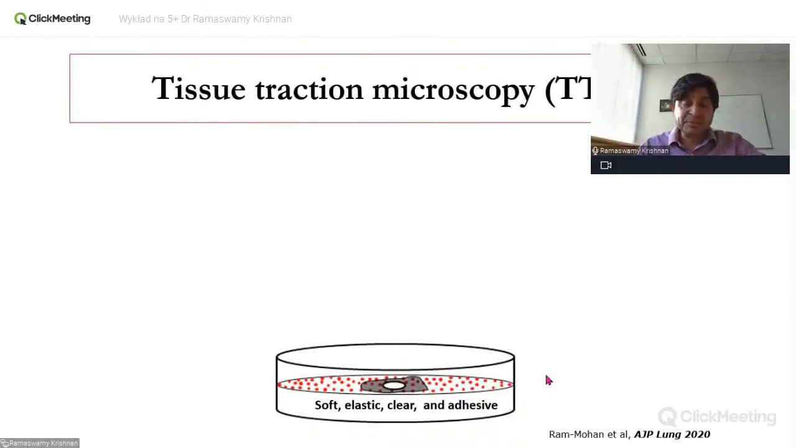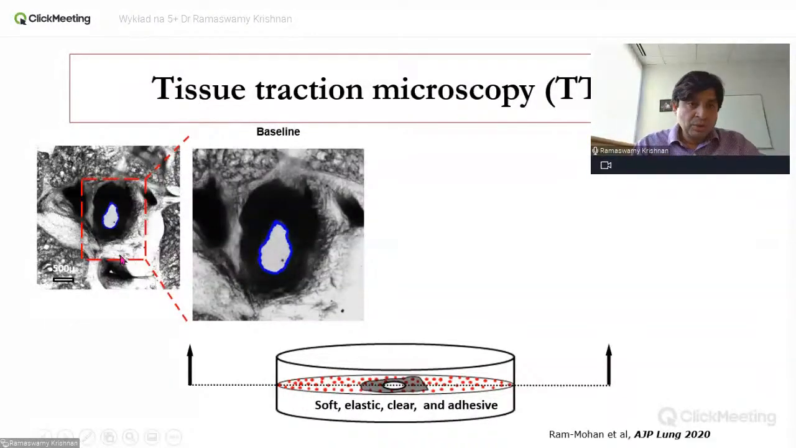So we have slices. But then the important question is, can you measure mechanics? Can you measure contraction? So to do that, we went back to our substrate, our soft and elastic substrate, but we also made the surfaces sticky. So what you can do now is take your slice and just slap it onto your substrate. And when you do that, they stay in place. You can look through, you can look at the lumen. So that's the airway. You can look at your airways.